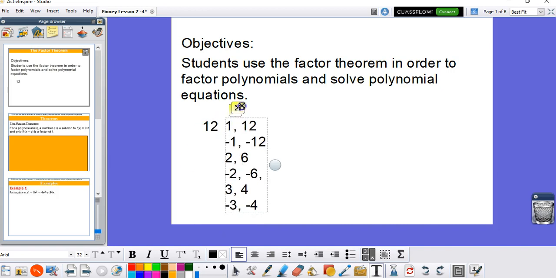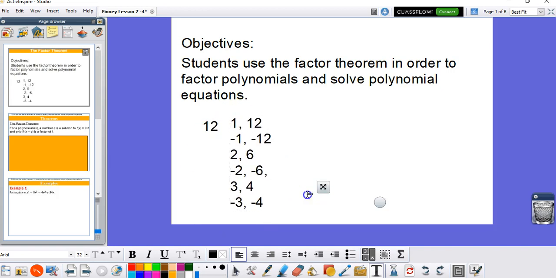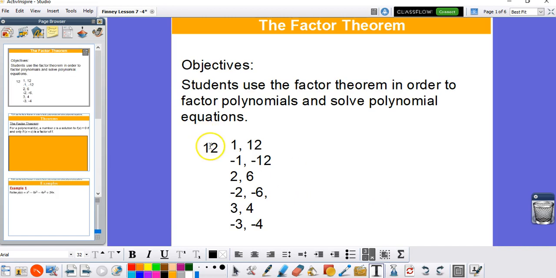Which means that if they are factors, if I were to divide 12 by any of these integers, I would get another integer. That's what it means to have a factor. Factors mean when you divide, there's no remainder. So it's important to keep that in mind as we talk about what factors are as far as our polynomials go. We're doing the same thing.